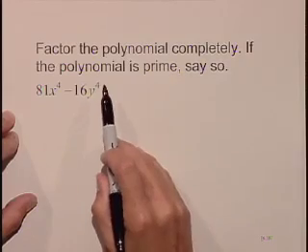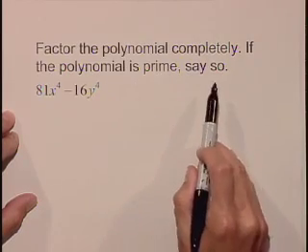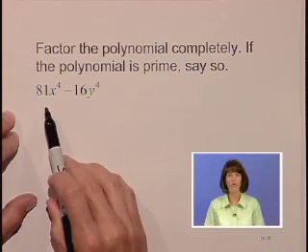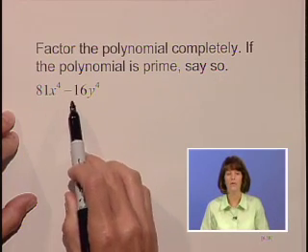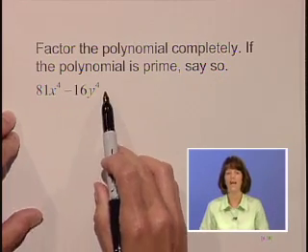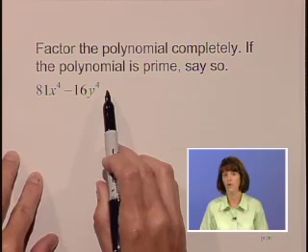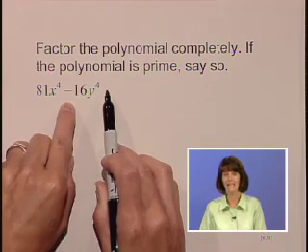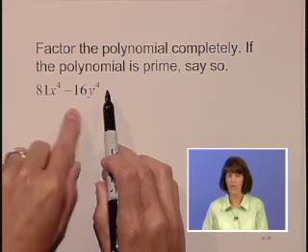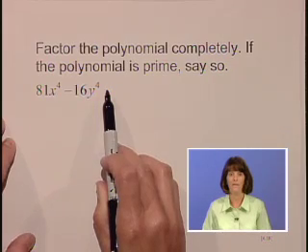Let's factor the polynomial completely. If the polynomial is prime, say so. Here we have the polynomial 81x to the fourth minus 16y to the fourth. There are two terms. There's a minus sign in the middle. We've got no greatest common factor to pull out.